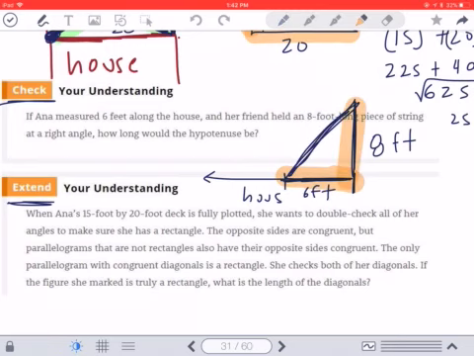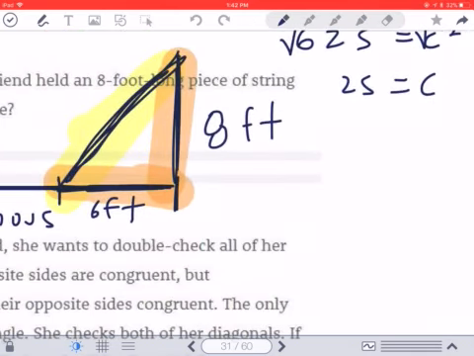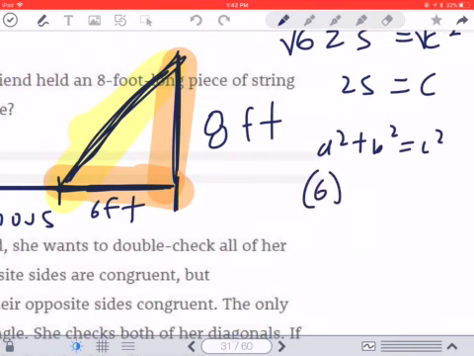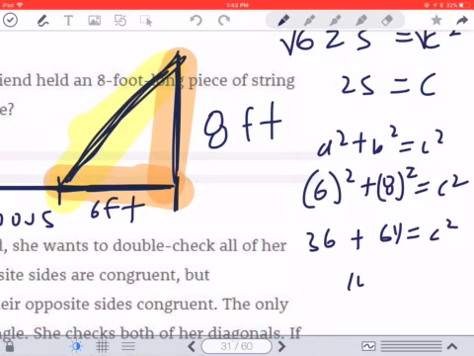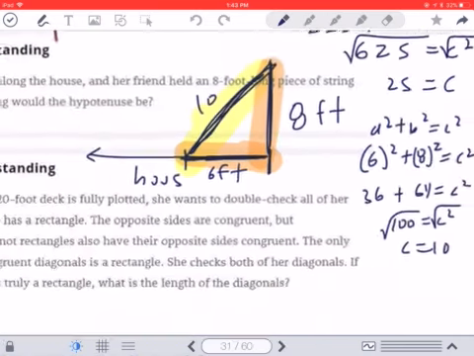So again, we have the legs of the triangle, and we're trying to figure out the hypotenuse. So we use the Pythagorean theorem: a squared plus b squared equals c squared. So we've got 6 squared plus 8 squared equals c squared. Okay, so this is going to be 36 plus 64 equals c squared, which is going to be 100. And I know the square root of this is going to be 10. So the hypotenuse would be 10 to answer that question.